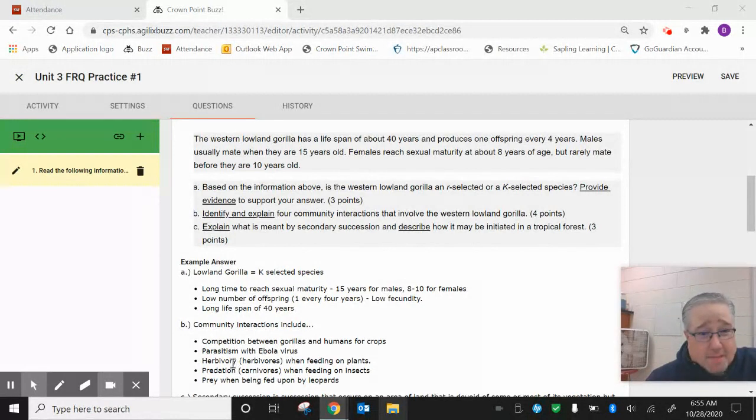Herbivory, that's the one that maybe you didn't quite get. Maybe you did. I don't know. When it comes to feeding on plants, I guess you could have probably put predation down for that, because herbivory is a type of predation.